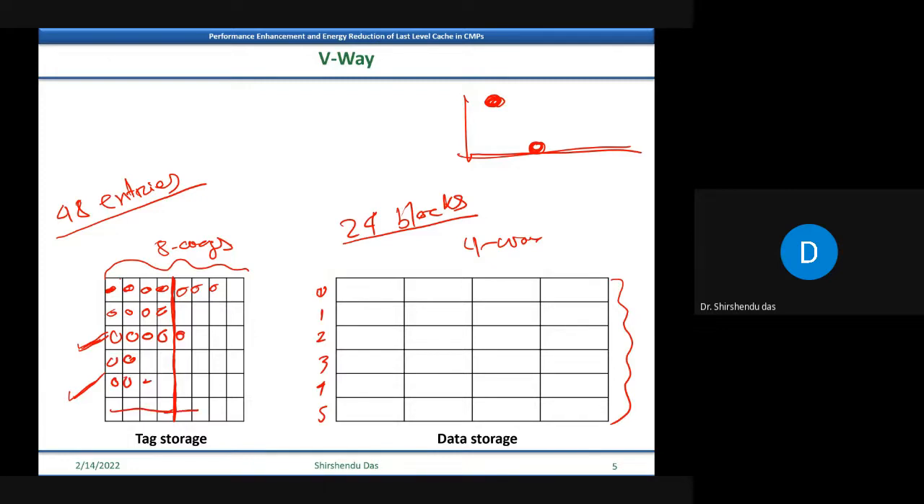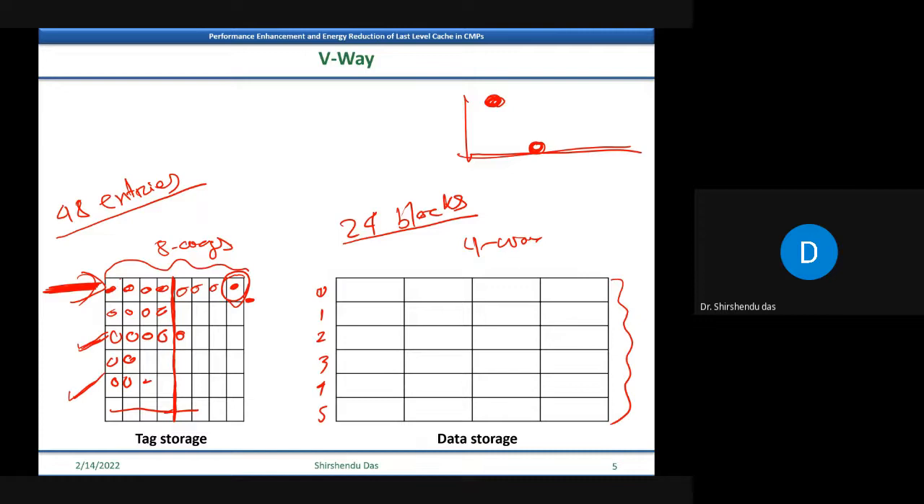Now a new request is coming, and first we search in the tag part. Assume it maps to the first set of the tag, and the block is not here, so it's a miss. You can see there is still one place available in the tag part. So I can place the tag of the new block here, but where will I place the data part, right? Because data is full. In that case we have to replace one data, but which data?